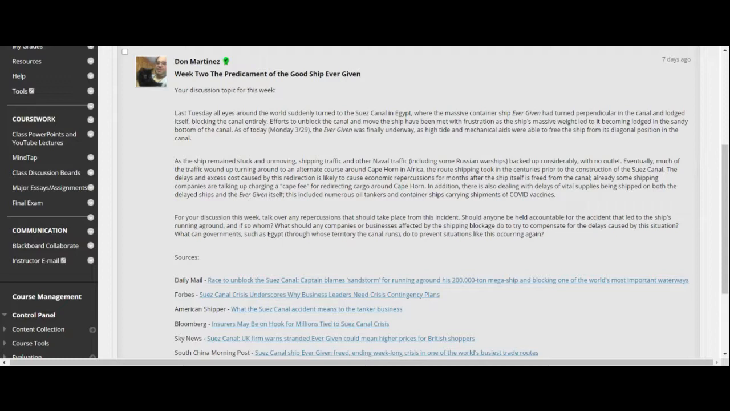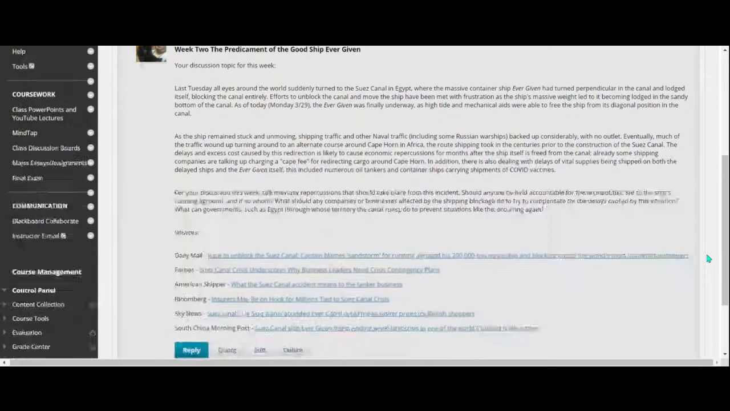For your discussion this week, talk over any repercussions that should take place from this incident. Should anyone be held accountable for the accident that led to the ship running aground, and if so, whom? What should any companies or businesses affected by the shipping blockage do to try to compensate for the delays caused by this situation? What can governments such as Egypt, through whose territory the canal runs, do to prevent situations like this occurring again?